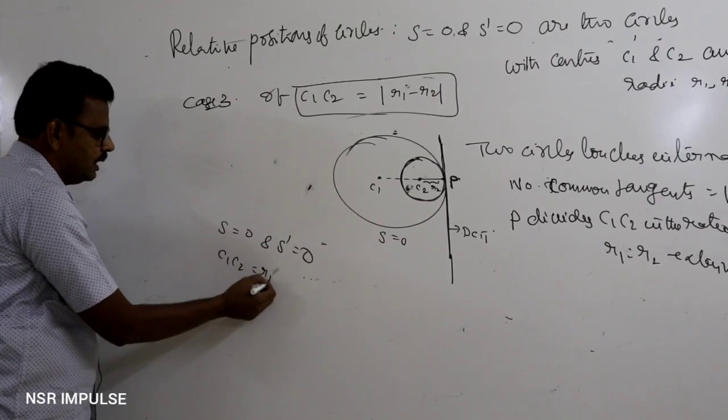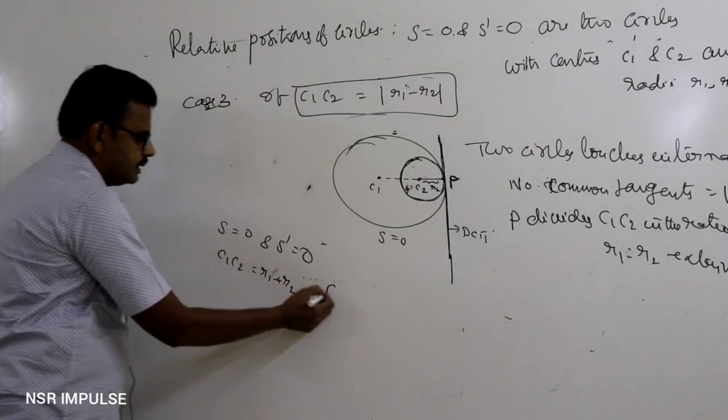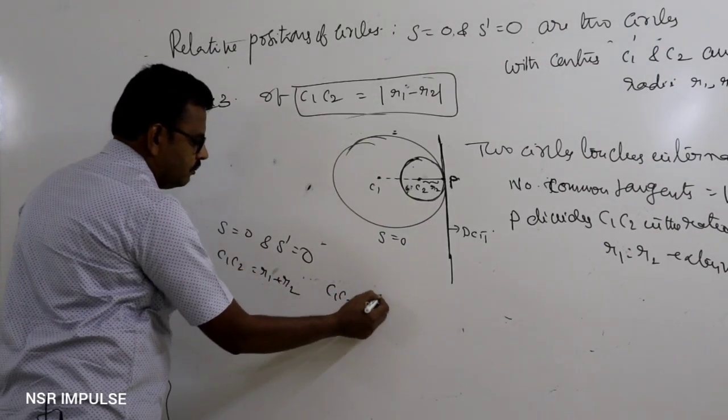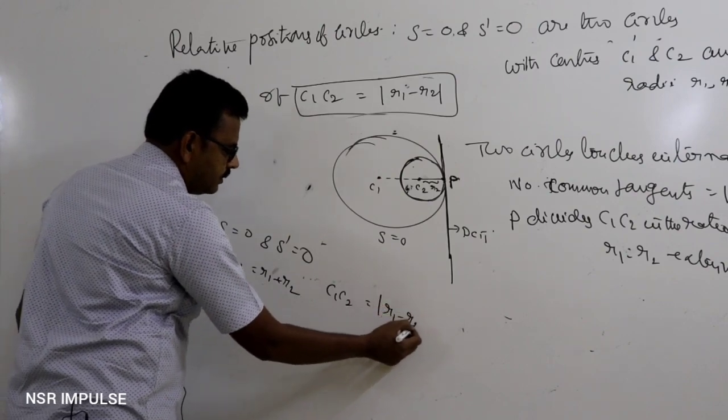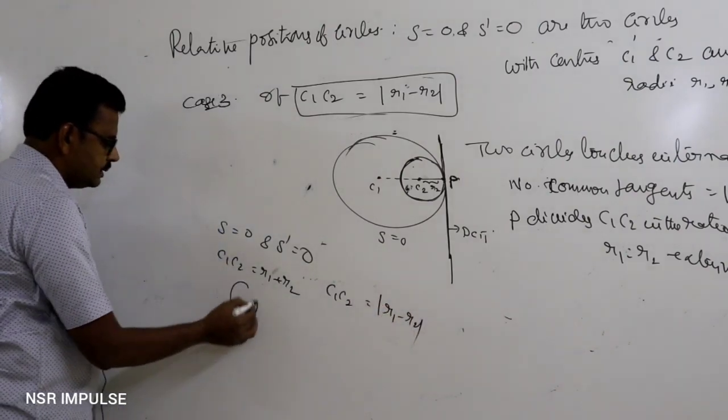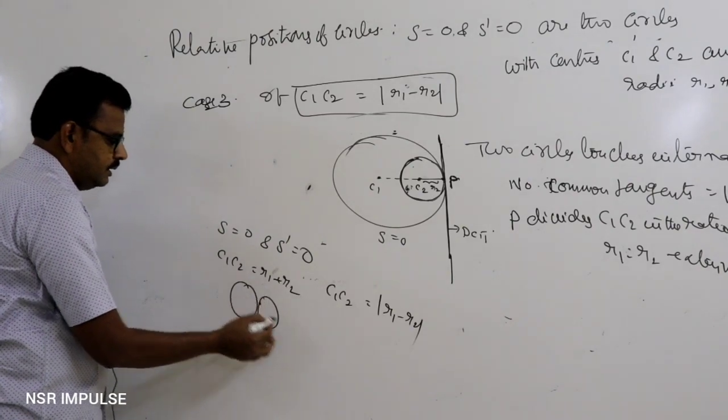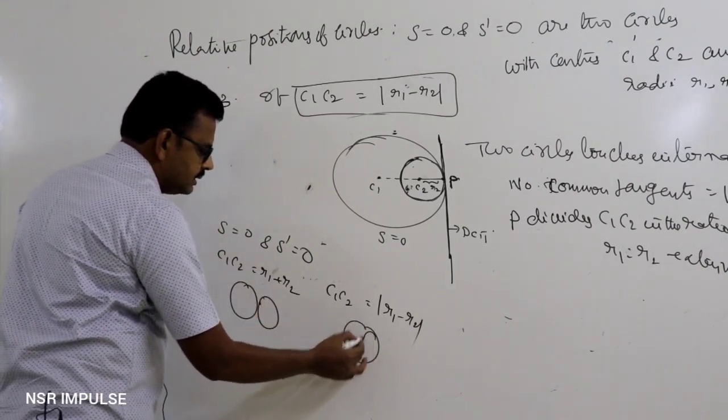C1C2 is equal to R1 plus R2, or C1C2 is equal to mod of R1 minus R2. In this case, the two circles touch externally. In this case, the two circles touch internally.